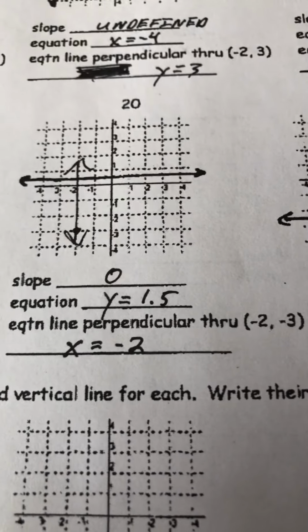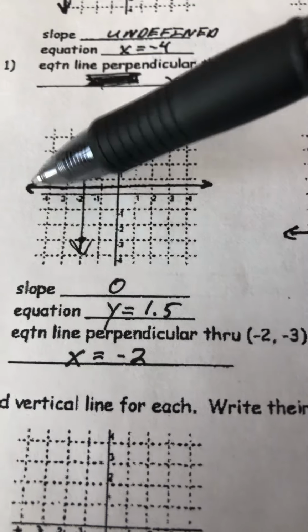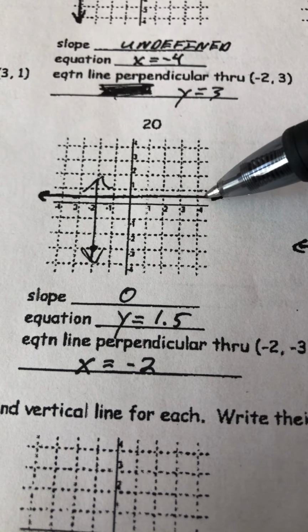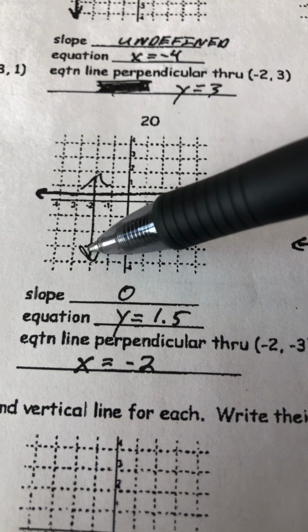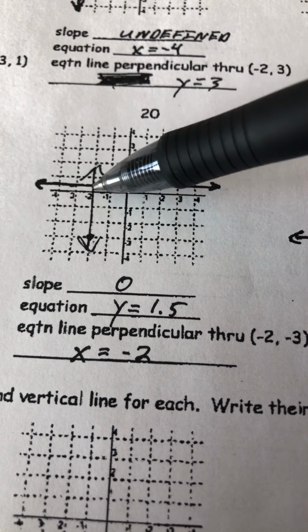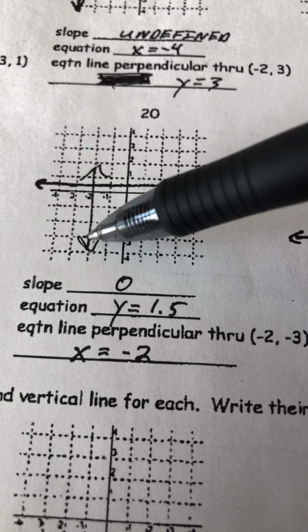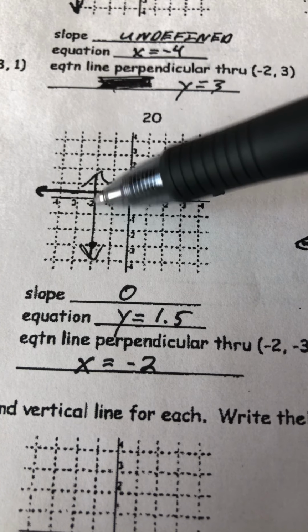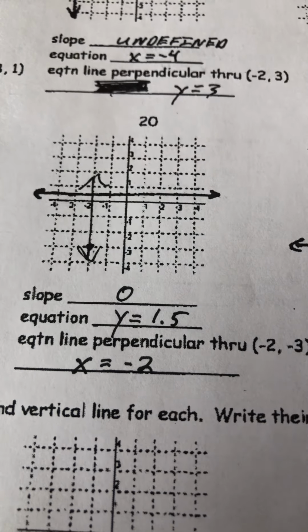This one, I have a slope of 0, and it's at x equals 1.5. That's this one that they've drawn. The one I drew is right here because it goes through (-2, -3), and they want it perpendicular, so it's going to cross at 90-degree angles. So this one's going to be x equals -2. Okay, so it's going to go on the x at -2, and it's going to go vertical.